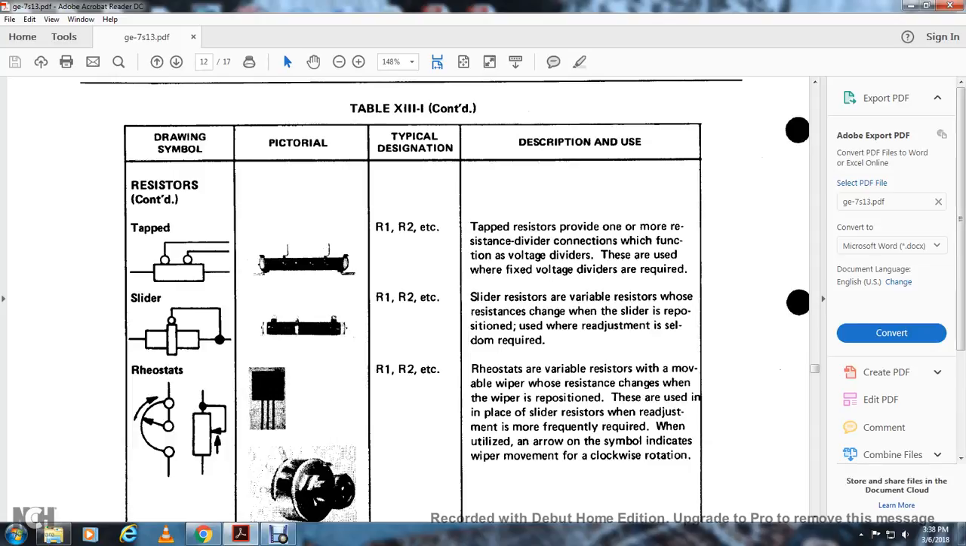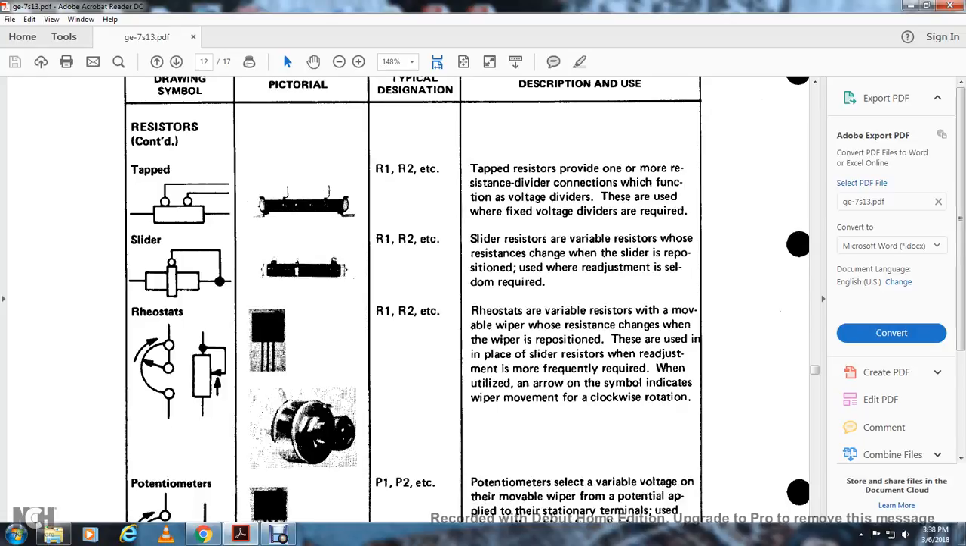The tapped resistor provides one or more resistance divider connections for voltage divider functions, used when fixed voltage dividers are required. Slide resistors are variable resistors whose resistance changes with slider repositioning, used when readjusting is seldom required. Rheostats are variable resistors with a movable wiper whose resistance changes with wiper repositioning. They're used in place of slide resistors when readjustment is more frequently required, and they utilize an arrow symbol that indicates wiper movement with clockwise rotation.